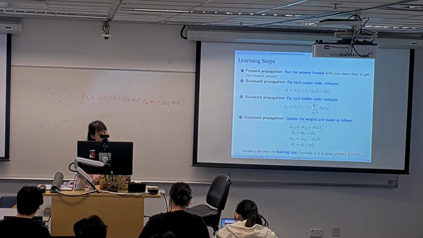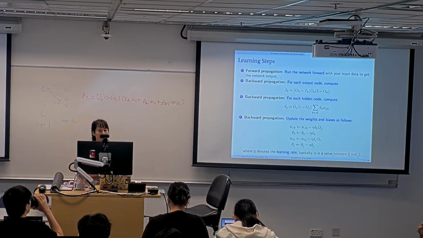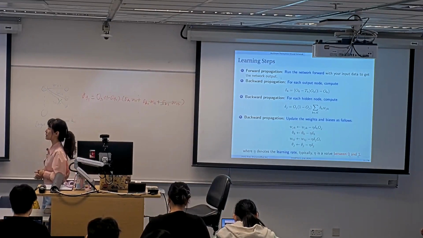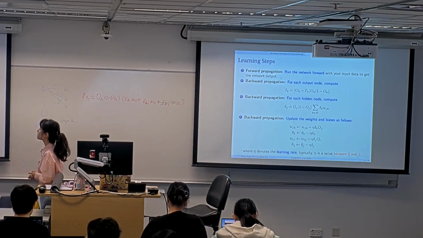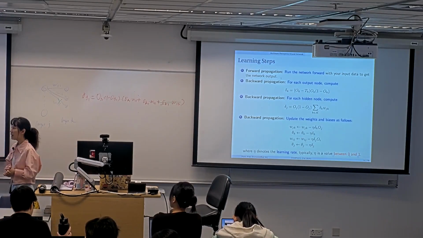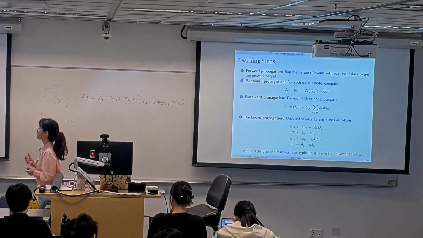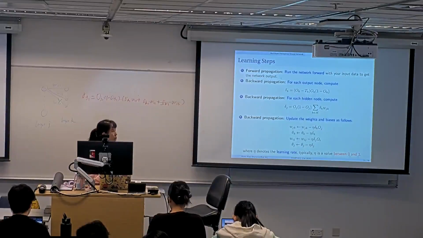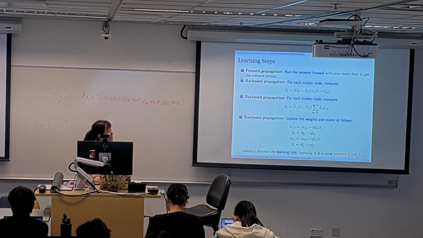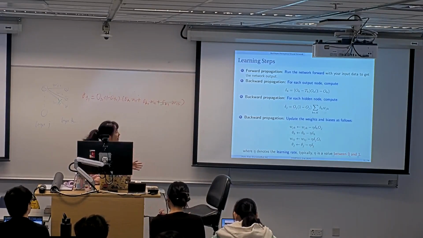All right, let's now summarize the whole learning procedure for MLP. First, we do forward propagation. Forward propagation is quite straightforward: you run the network forward with your input data to get the network output. Then we do backward propagation. For each output node, we compute delta K. Then for each hidden node, we compute delta J. And then we can update all the parameters according to delta K and delta J.